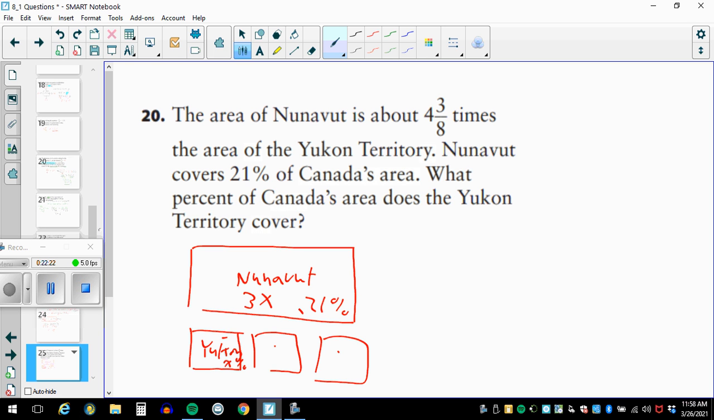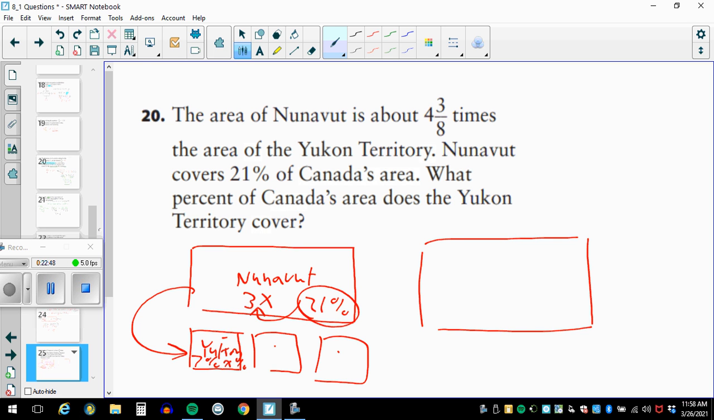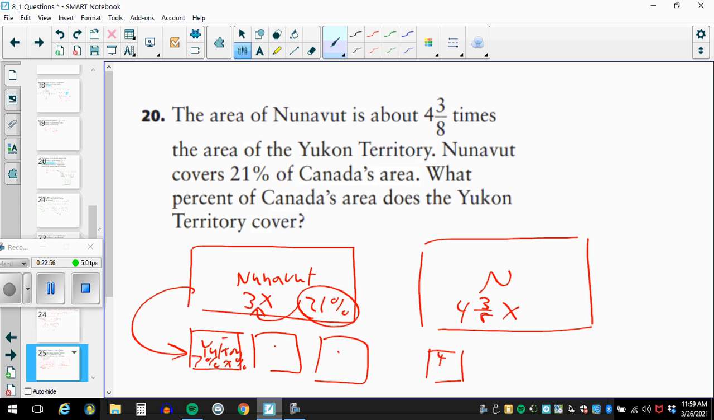So what I did was I took my percentage and divided it by how many times bigger it was to determine how big each of these is. Okay? So with a simpler number like 3, I was able to determine that Yukon would be 7% of Canada's area because it's a third as big as Nunavut. But the truth is, the actual question is Nunavut is 4 3/8 times as big as the Yukon. But the same thing's going to happen. I'm going to take that 21% or 0.21 and I'm going to divide it by how many times bigger it was, which is 4 3/8, to determine how big the Yukon is, excuse me.